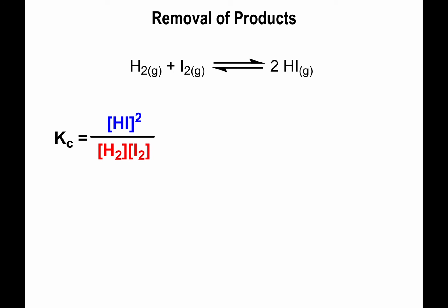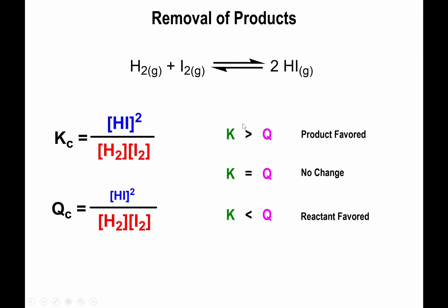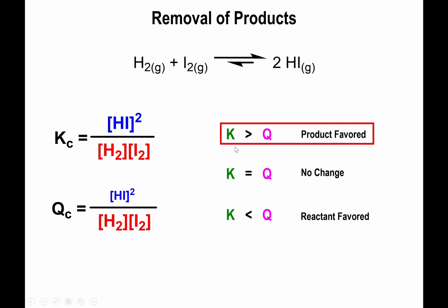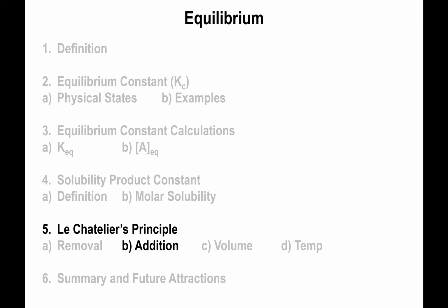Now, if you remove products, in this case, you'll have fewer products than you did before. Because the products are in the numerator of the fraction, decreasing the amount of products decreases the value of Q, meaning that Q is going to be smaller than K. And because Q will be smaller than K, this will be shifting to the product side. Removing a product shifts the equilibrium to the product side. Removing a reactant moves the equilibrium to the reactant side. So in essence, wherever you remove something, that's where the equilibrium is going to shift.